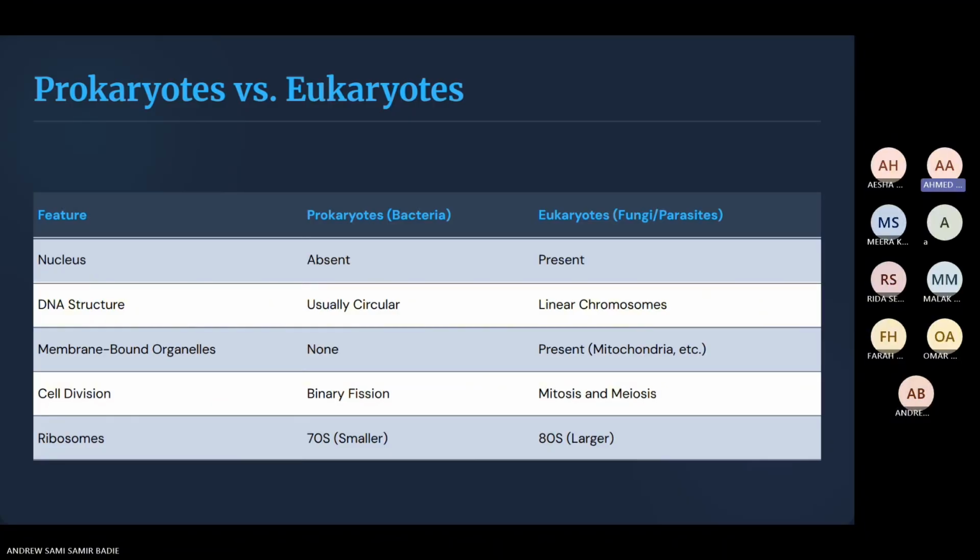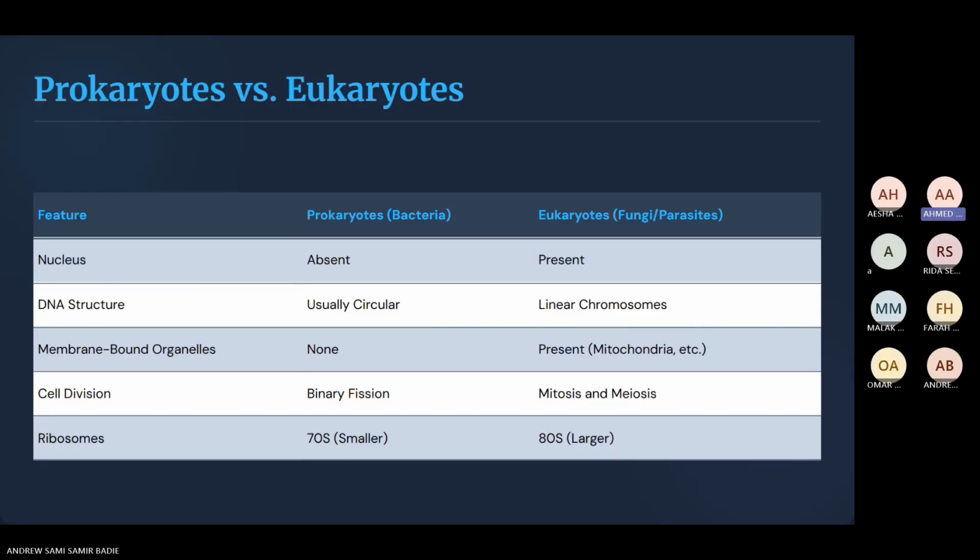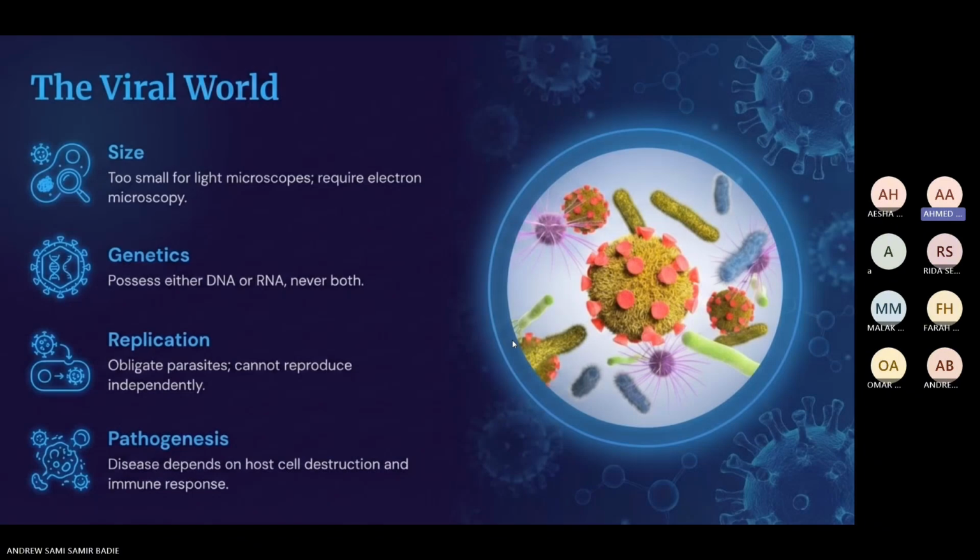And cell division in bacteria, which are the example of prokaryotes, is binary fission. While in eukaryotes, which are the normal things that we know, it's mitosis and meiosis. Now, ribosomes are different in prokaryotes and eukaryotes: smaller in prokaryotes, 70S, and larger in eukaryotes, which are 80S. Next slide. So we're going to explain the viral world.